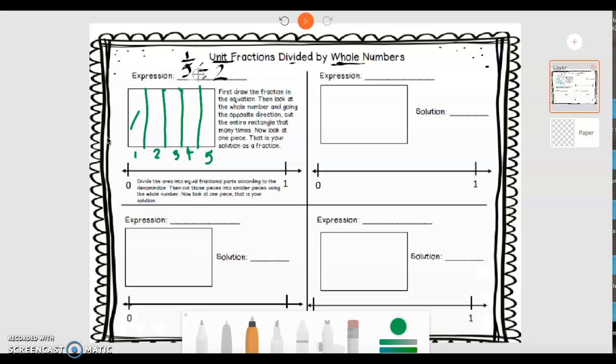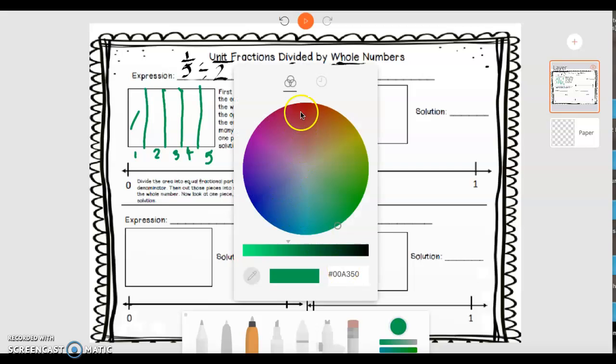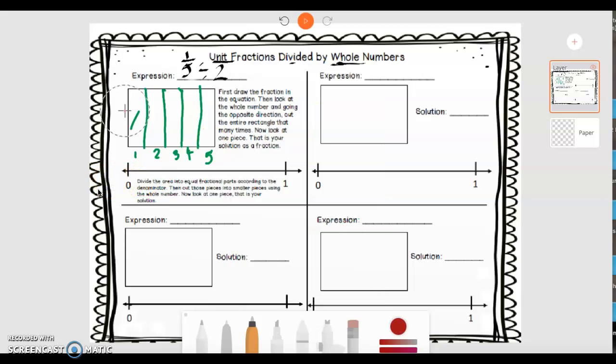Once I've done 1/5, I have to divide this into 2 equal parts, which is my whole number. The 2 is my whole number. So I'm going to divide it into 2 equal parts. Here it says going the opposite direction, which means horizontally this way. We're going to cut the entire rectangle into that many parts, the whole number, and then we're going to look at one piece, which is our solution. So I'm going to cut it into 2 pieces. Now I have one piece on top and one piece on the bottom.